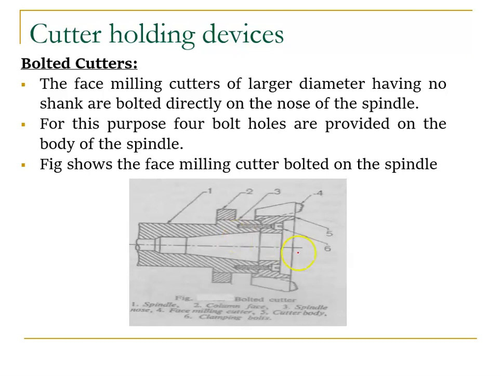The spindle will be on the machine, and the cutter, the tool cutter, is separate. In the tool cutter we have some holes, and in the spindle we have some threaded holes, so inside there will be a threaded hole. We use a bolt to connect the cutter as well as the spindle. When I connect the cutter and the spindle using a bolt, we say it's a bolted cutter.